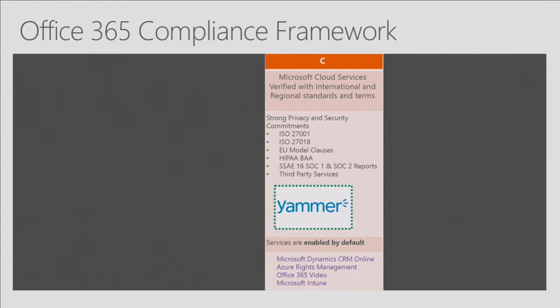HIPAA BAAs. I met with a couple of healthcare providers. Yammer has the ability of signing HIPAA BAAs now, so you can fearlessly adopt Yammer and use it for your patient health information. There are SOC 1 and SOC 2 reports available, again, which lay the cards out in how we're running the service. And then finally, the removal of third-party services. There are no longer third-party services within Yammer, right? So everything is built on the Office 365 stack.